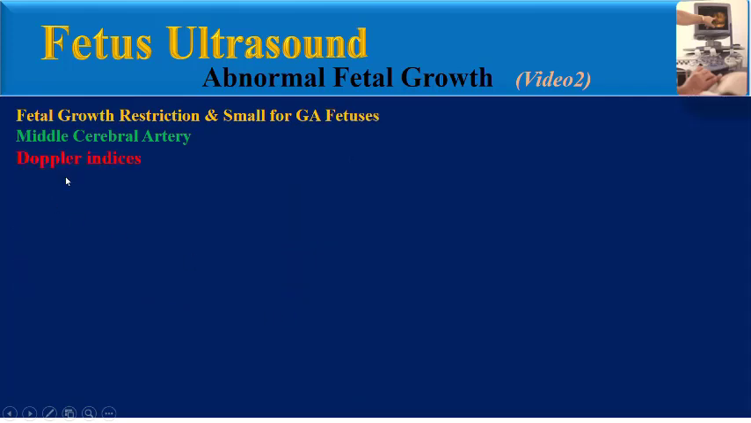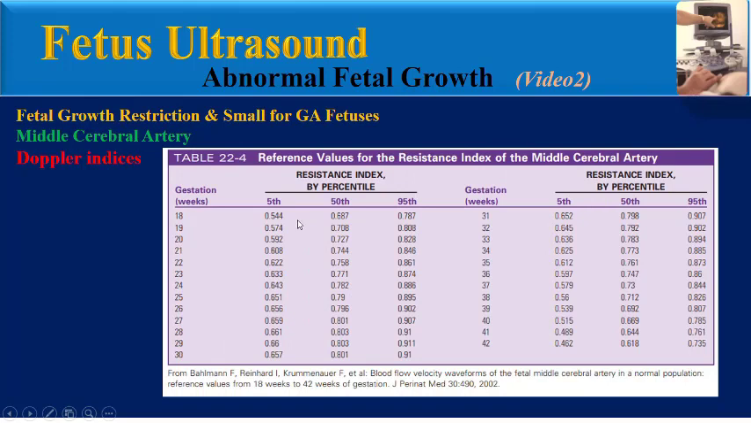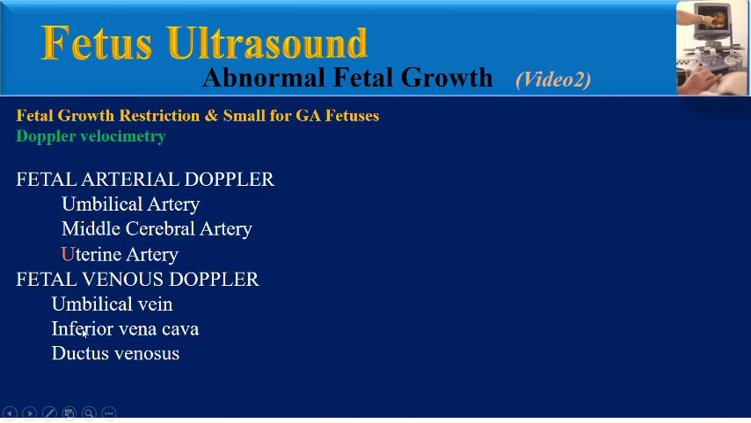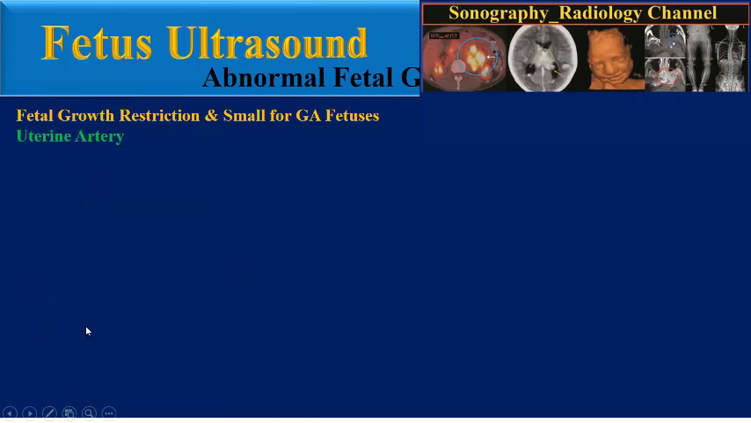The most important Doppler indices of middle cerebral artery include resistance index, and also the ratio between the MCA resistance index and umbilical artery resistance index is important. Another artery is uterine artery.